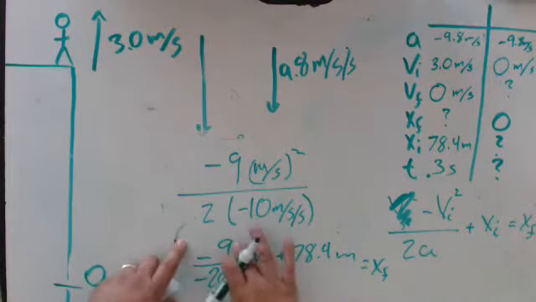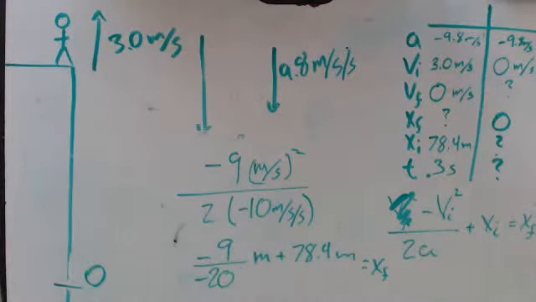Okay, so let's just round this up to 10 and say that's about a half. Negative terms cancel out. This is about 10. About 10 over about 20 gives me about 0.5. 0.5 to this gives me about 79. So the final position is about 79 meters above the ground.